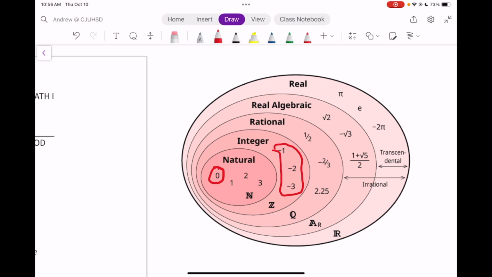Then you have fractions, and you were introduced to fractions, decimals. Those are numbers that have the ability to be written as fractions. Integers can be written as fractions. Natural numbers can be written as fractions. Then you have what in this diagram is called real algebraic, or some people call these the irrational numbers. In fact, it says irrational right here. These are numbers that can't be written as fractions.